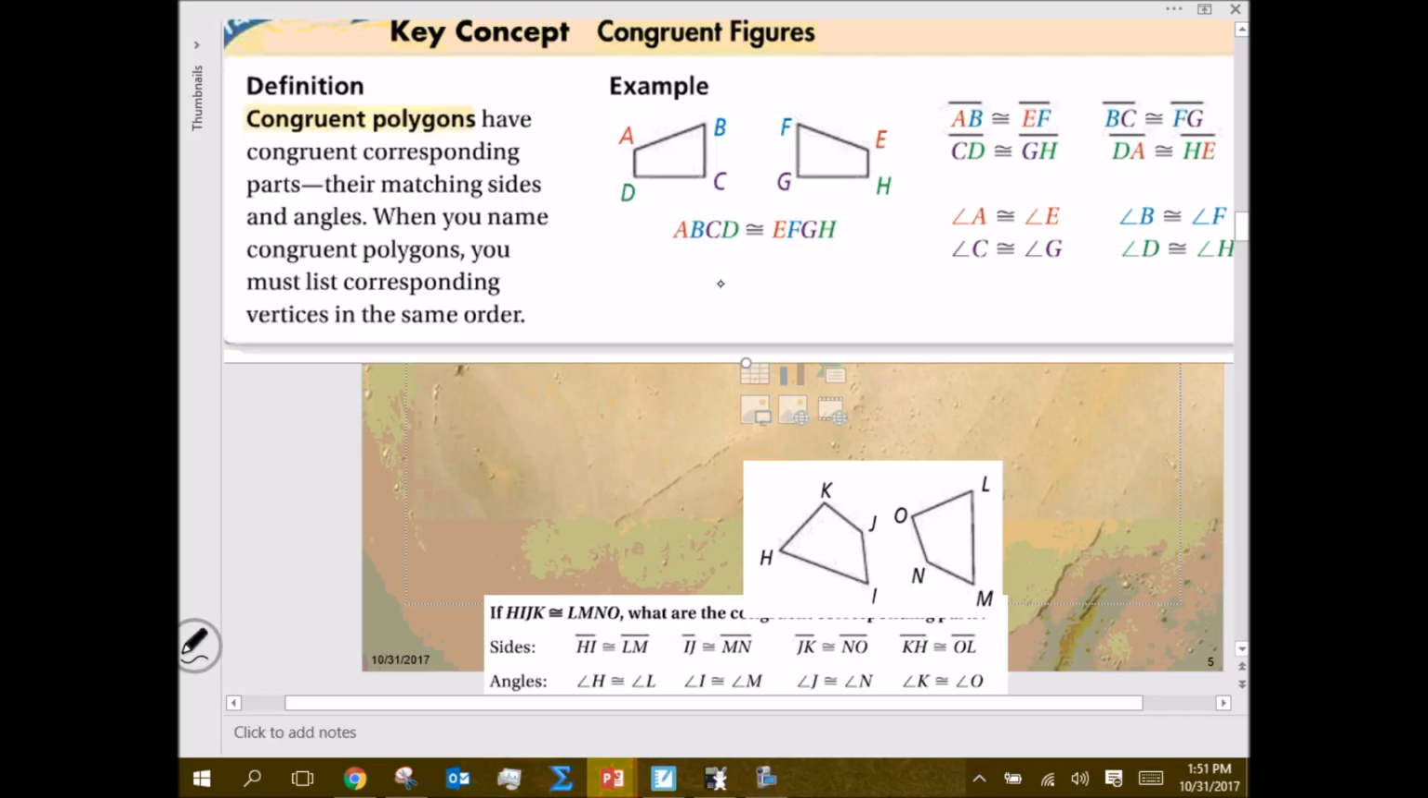And if they are congruent polygons, then those corresponding parts, corresponding means first and first, second and second, third and third, and then fourth and fourth. That's what we mean by corresponding. Does that make sense? If the figures were congruent and their corresponding parts were congruent. Good question?